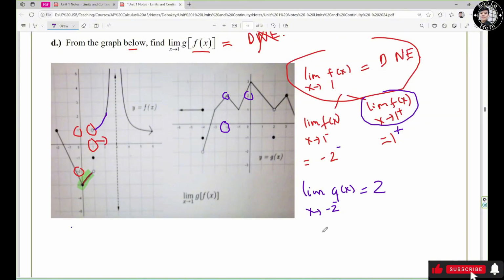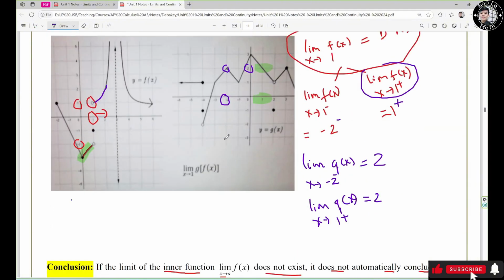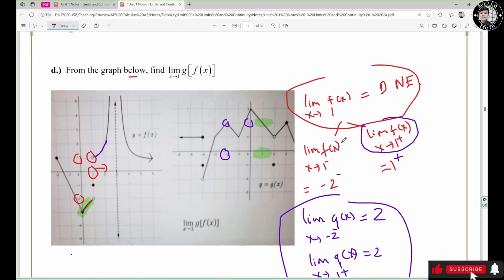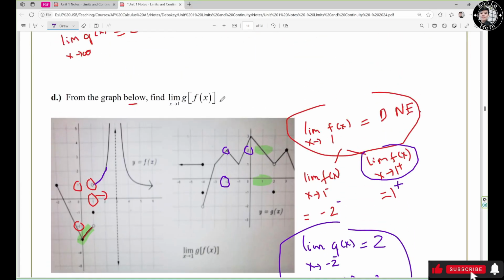Now similarly, the limit of the function g of s when s approaches 1 plus, which means this guy right here, the function approaches 2. Now since this guy and this guy are the same, we're going to go back to the original one. The answer for this one must be 2. So keep that in mind.